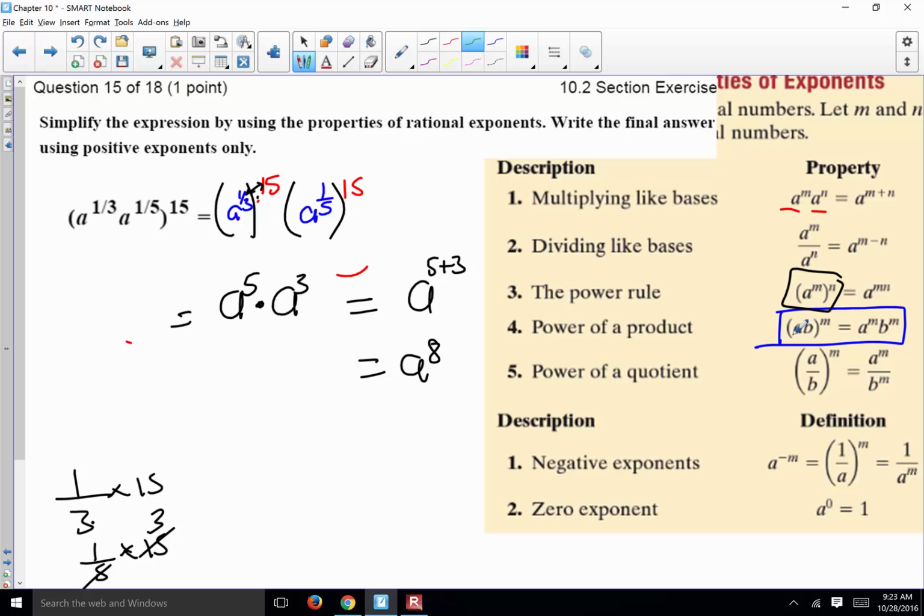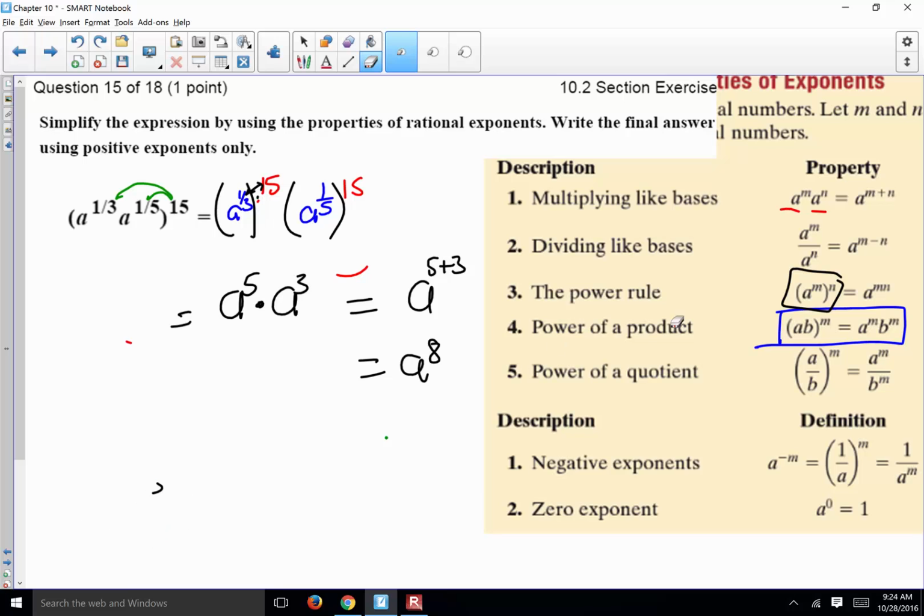This rule does not only apply to single bases A and B, but if they have powers, you can still pass this 15 to each power. 1/3 times 15, 5. 1/5 times 15, 3, and add them. Okay? So I just tried to create new ideas here, explored this and extended this rule, but again, if you don't like this, do Chris's idea.